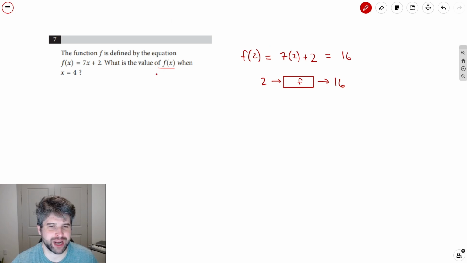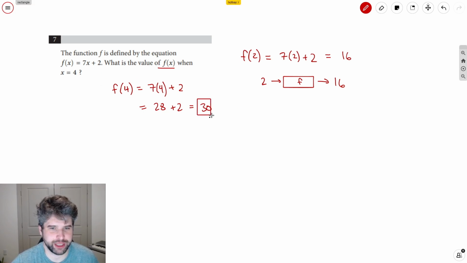So we just have to translate this to what we've been doing over here. All this says is, what is f of x when x equals 4? So just replace x with 4. That's all you've got to do. So f of 4 is, well, the definition of our function is 7x plus 2. That's the output: 7 times whatever the input is, plus 2. The input we're saying is 4, so replace x with a 4. 7 times 4 is 28, plus 2 is 30. And that is the value of f of x when x equals 4, or that's just the value of f of 4. And so that's our answer, 30.